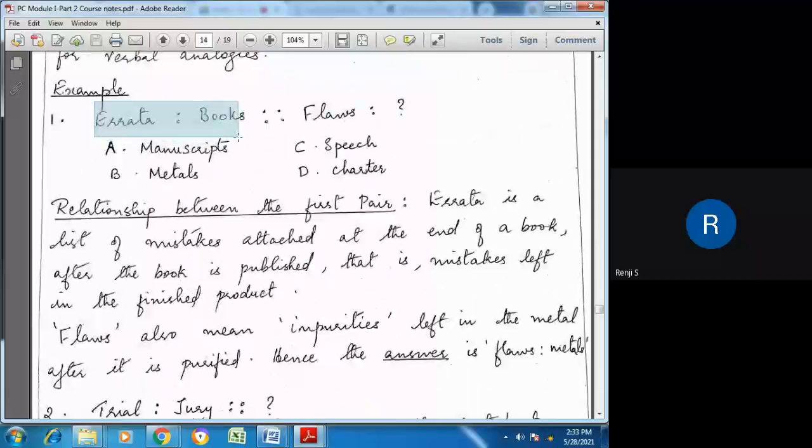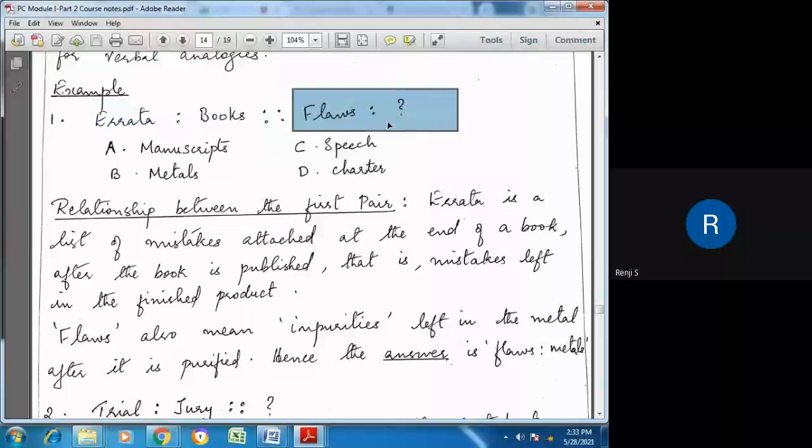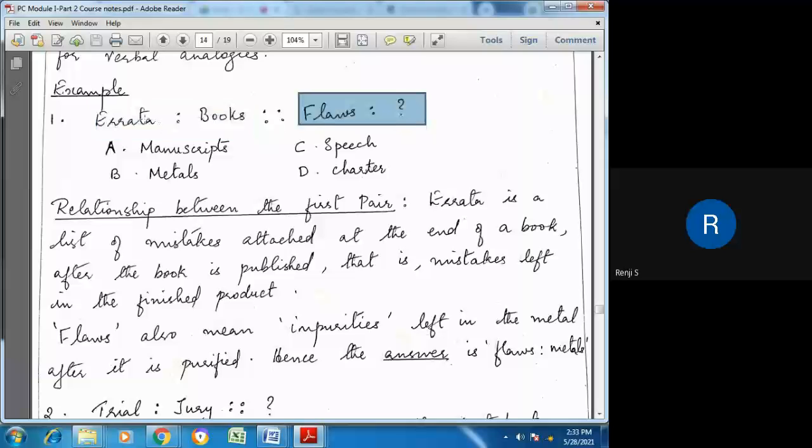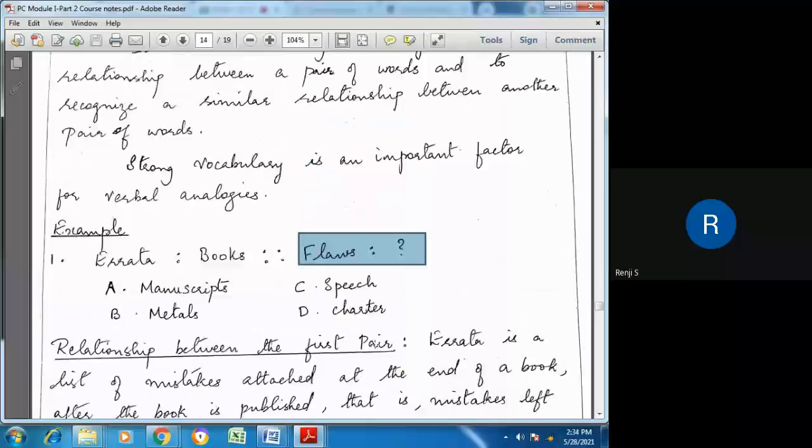Given a pair, errata is to books. Flaws is to what? You have to find a word matching flaws. There is a relationship between errata and books. Now, I'll tell you what it is. What is the relationship between the first pair, errata and books? You have to find the word which suits flaws, which has the same relationship. Given four options, you have to find the correct answer.